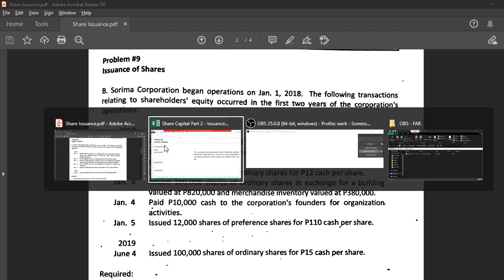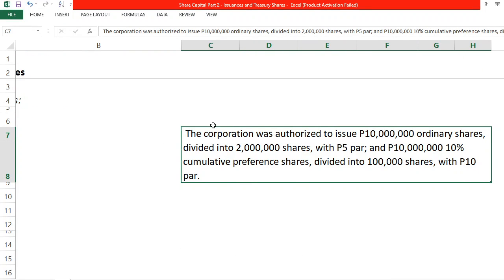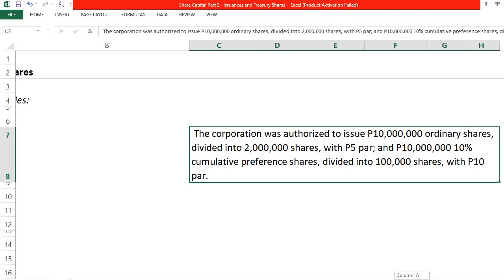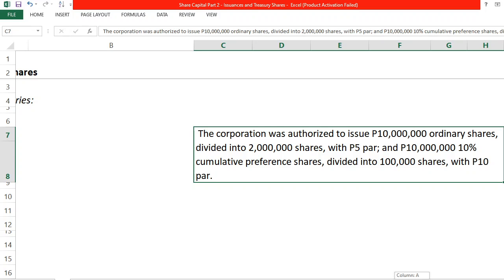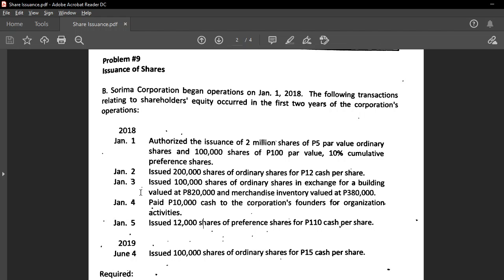So on January 1, we will have to prepare this memorandum lang. The corporation was authorized to issue 10 million ordinary shares, etc. Okay? Just read and just familiarize kung anong magiging content ng memorandum entry. Now, let's proceed to January 2.